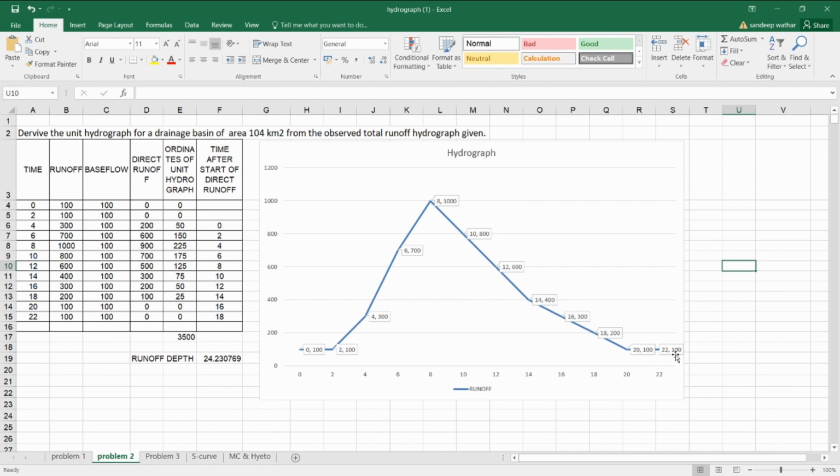So from here I can assume that because of some rainfall there was an increase in the discharge in the stream. Before the hydrograph's rising limb the discharge in the river was 100, and after the end of the falling limb the discharge remains 100.